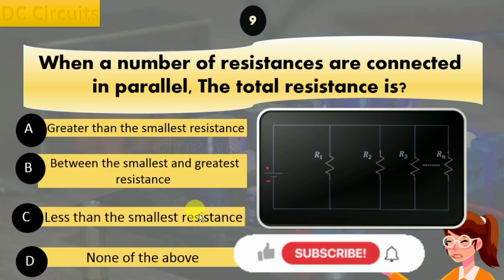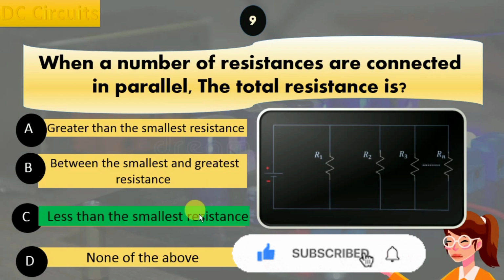We have now understood when a number of resistances are connected in parallel, the total resistance is always less than the smallest resistance. Hence, option C is the correct answer which says, less than the smallest resistance.